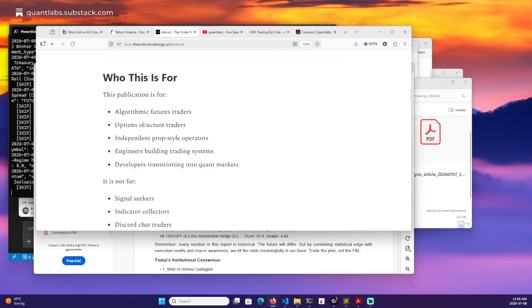I'm going to say advanced algo traders in the futures market, option structure traders, and those are the big trading shops. I've talked about solo quants that are doing very well. For them to help understand this, there's a lot of independent prop style operators, engineers wanting to build out trading systems. And what's very critical is to understand how the markets work. Primarily, if you don't understand how the markets work, how to trade, everything else is useless.